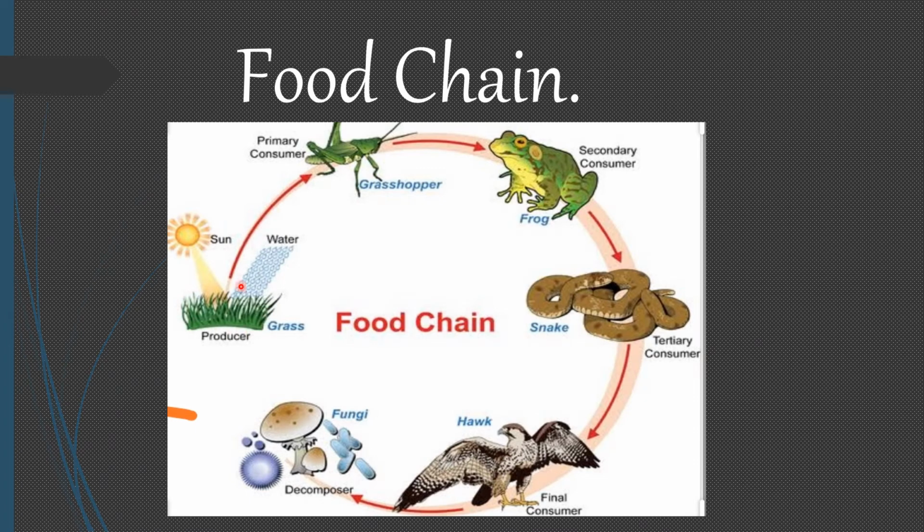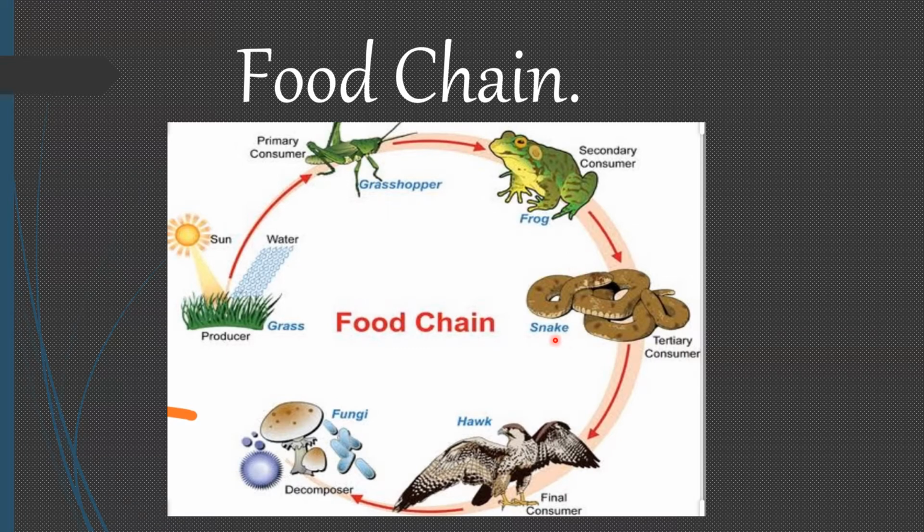Now let's see another example for food chain. The grass is the producer here. This grass is eaten by the grasshopper, which is a primary consumer. Again, this grasshopper is eaten by the frog, which is a secondary consumer. Then the snake eats the frog.